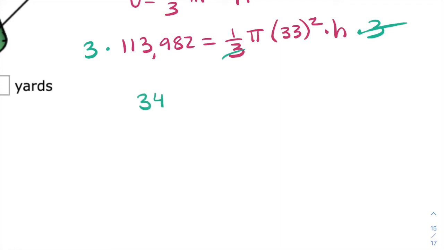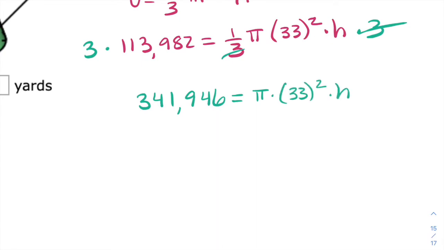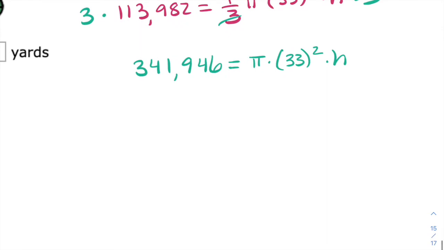So 341,946. And then I'm going to get pi times 33 squared. Just going to make it a little bit easier later on. So 341,946 equals 33 squared is 1089 pi. And so I'm going to divide both sides by 1089 first.